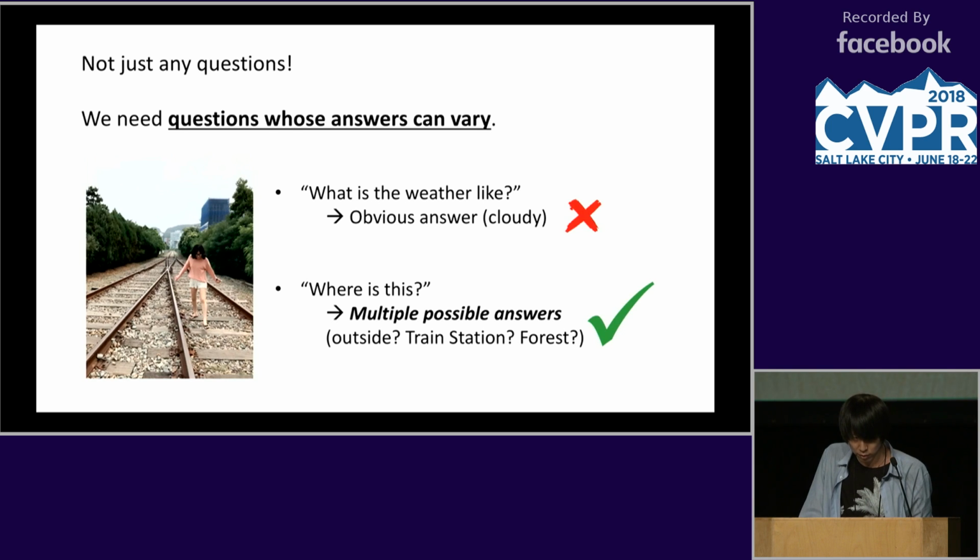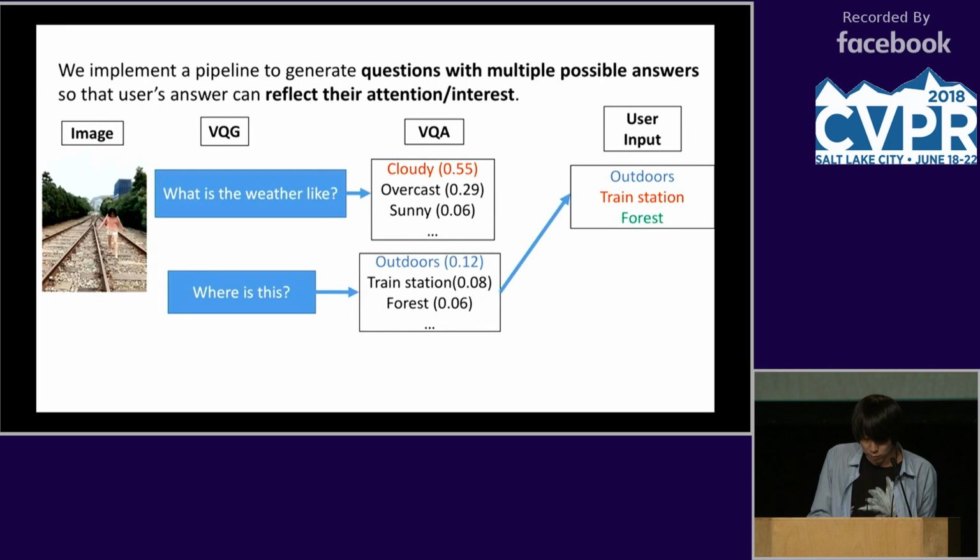However, previous question generation models do not take this into consideration. So in order to generate questions with multiple possible answers, we internally run a self-Q&A model where we generate the questions and look at the probability distribution for the answer candidates for the question. And if the probability for the most likely answer is greater than a threshold, then the question is considered to have a single obvious answer, and it gets filtered out because it's likely to have only one answer and cannot reflect the user's unique attention.